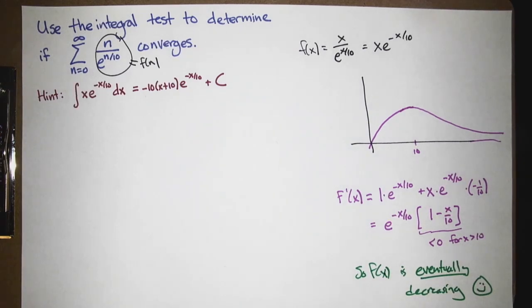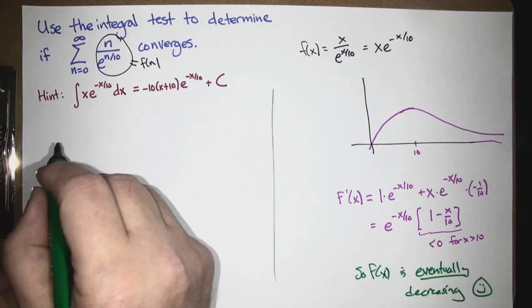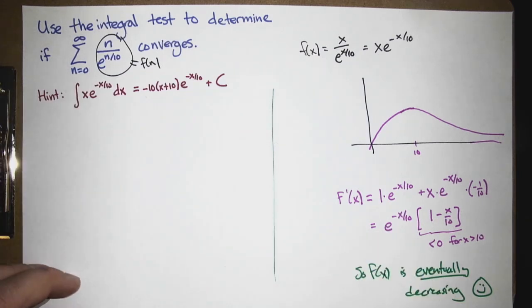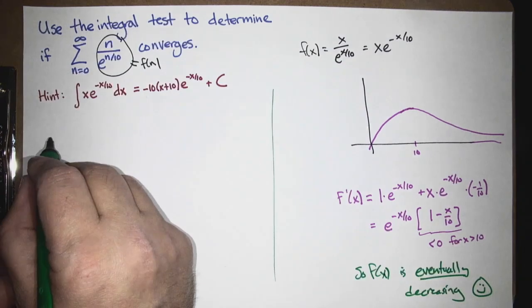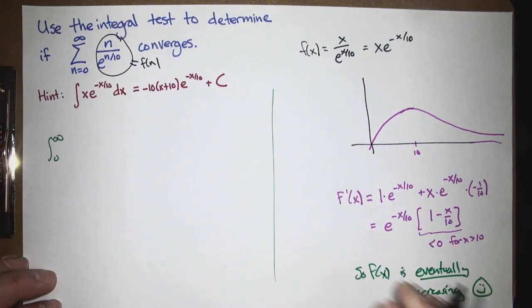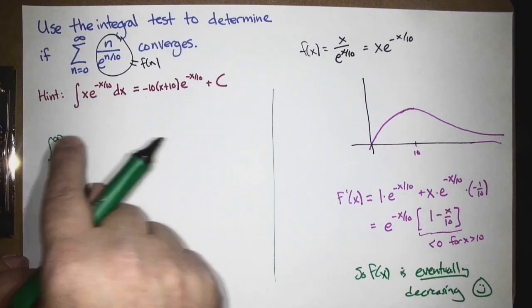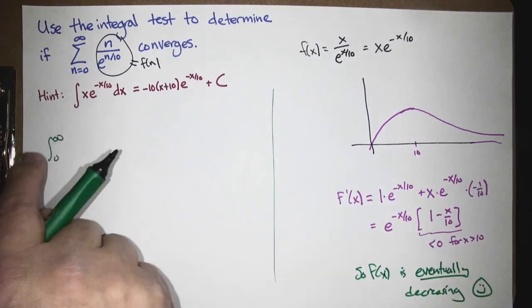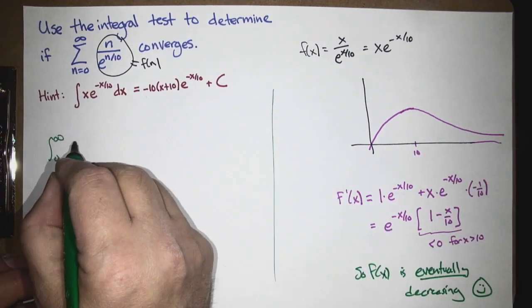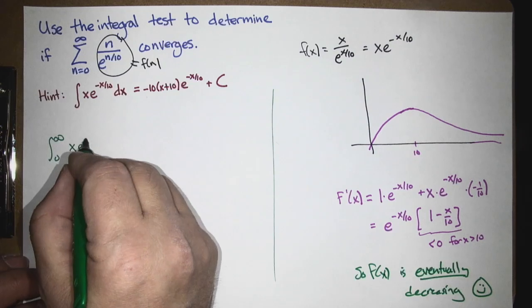All right. That was the main point I wanted to say. And so from here, you just do the integral. Because it is eventually decreasing, you can apply the integral test. And you don't have to wait till the point where it decreases. Because, again, the start doesn't matter. It's always the end that matters.